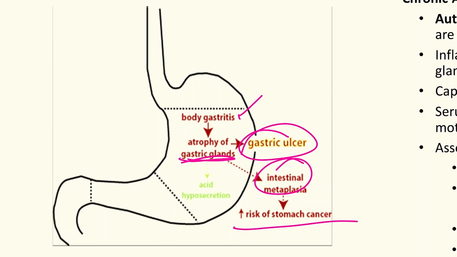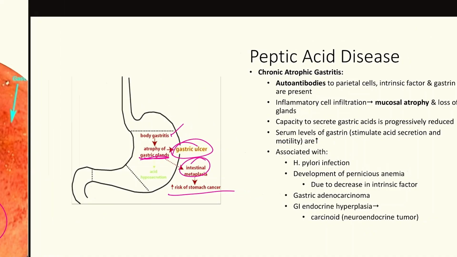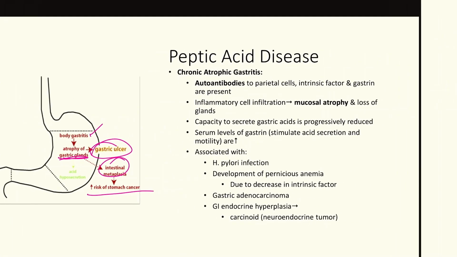So here's another link between acidity and stomach cancer. With chronic atrophic gastritis, we have autoantibodies. So another autoimmune disease causing gastritis. Inflammatory cell infiltration causes mucosal atrophy, and we lose our glands that secrete all the defensive stuff. The bicarb, prostaglandins, those are all going to be reduced.